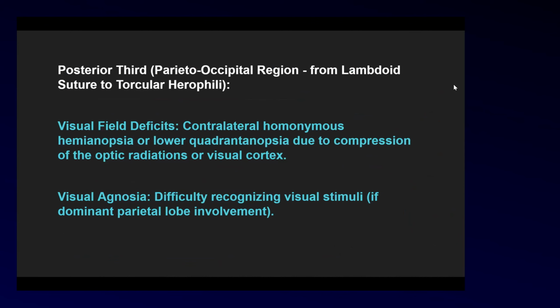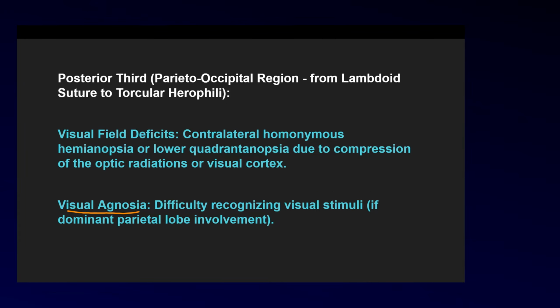So for the posterior third, we know it can present with visual field deficits, contralateral homonymous hemianopsia, could be lower quadrantanopsia, depending on where exactly the lesion is and how far behind it reaches. If it reaches the visual cortex, patient can have hemianopsia with macular sparing. Sometimes the macula is also involved. Quadrantanopsia is also a case if only the radiations are getting involved. Apart from that, if the dominant parietal lobe is involved, there is a particular condition called visual agnosia. Patient will have difficulty recognizing visual stimuli.